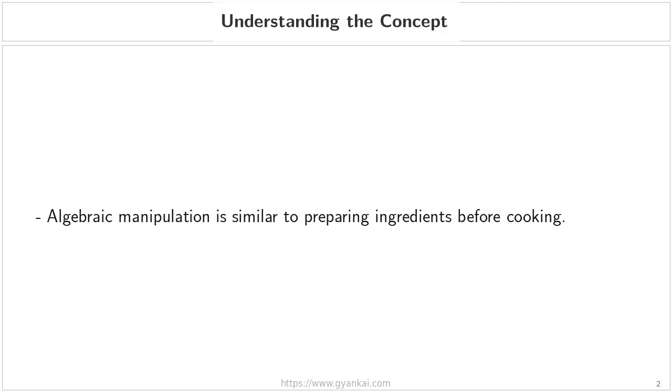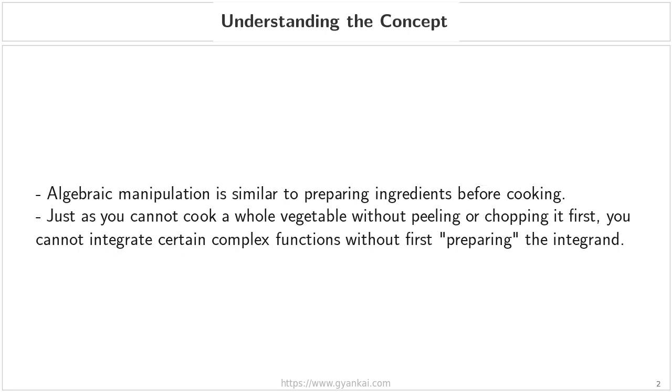Understanding the concept. Algebraic manipulation is similar to preparing ingredients before cooking. Think about it, you wouldn't just throw a whole, unpeeled potato into a stew, right? You need to peel it, chop it, maybe even season it first. That preparation is crucial for a good result. Similarly, with integration, we often need to prepare the integrand, that's the function inside the integral sign, before we can actually integrate it. Just as you cannot cook a whole vegetable without peeling or chopping it first, you cannot integrate certain complex functions without first preparing the integrand.